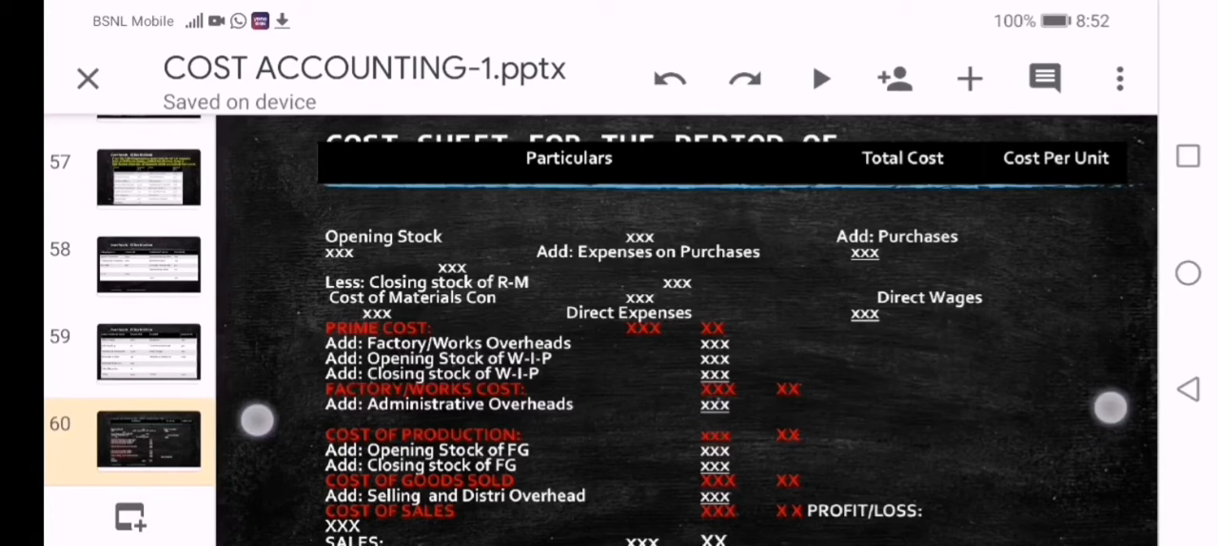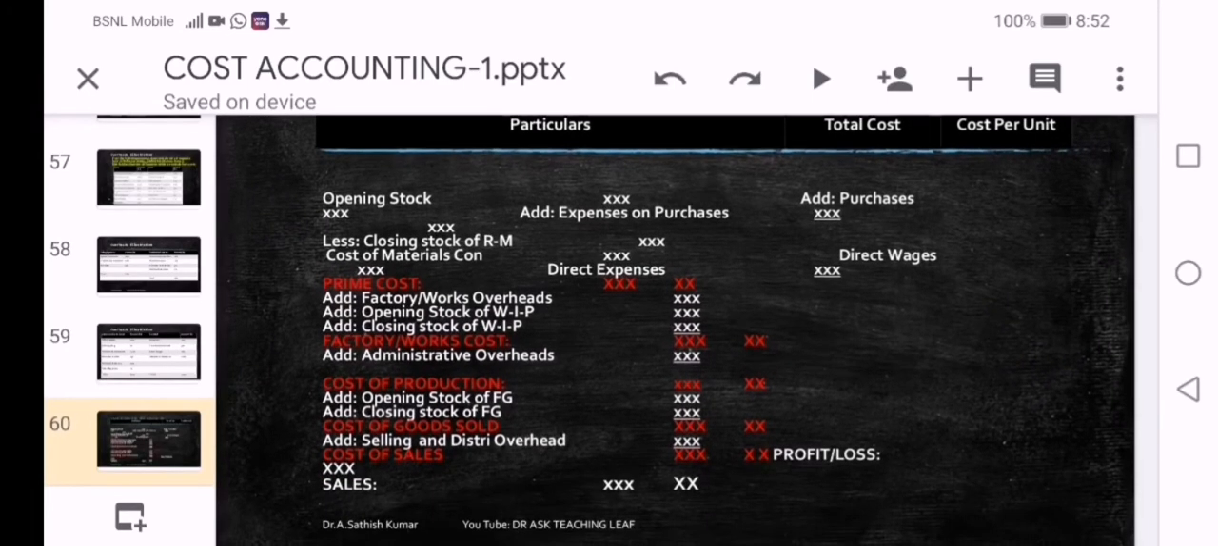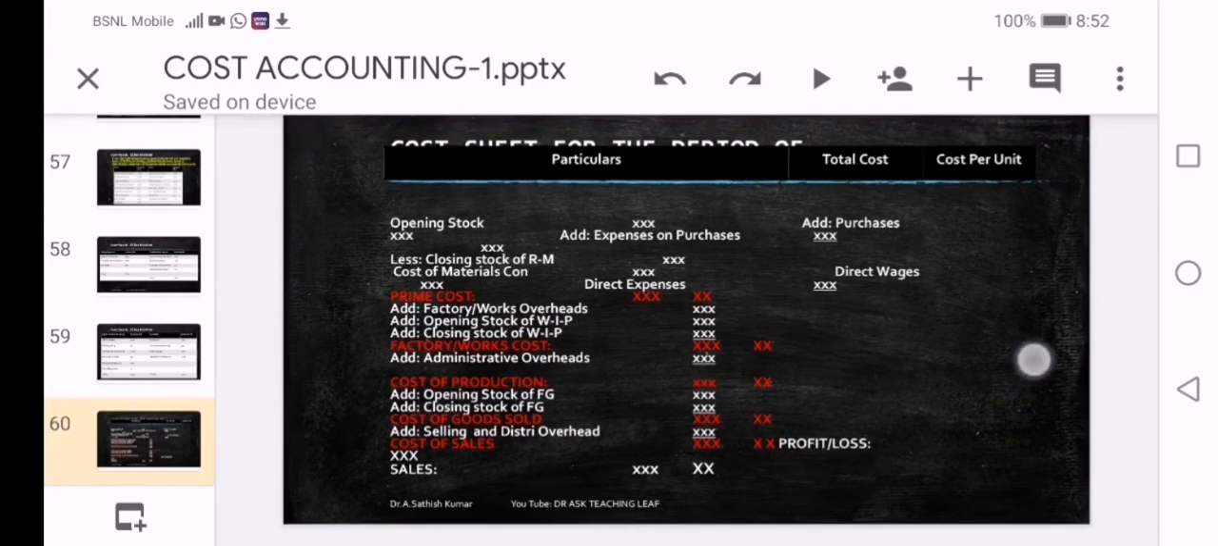Sales I am showing in white color. The difference between sales and cost of sales, in red color, is equal to profit. If the cost of sales is more and sales is less, you will get loss. So this simple pro forma you have to understand to prepare the cost sheet.